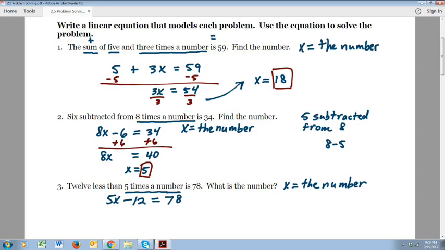So this is equal to 78. Again, a two-step equation. We'll add 12 to both sides and divide by 5, and we're going to get 18.